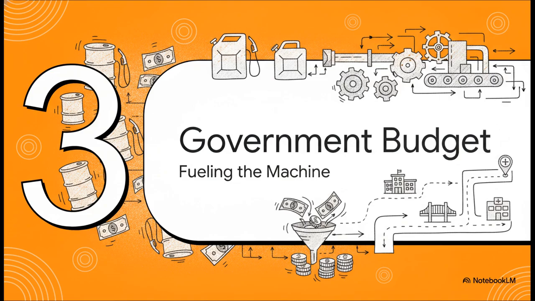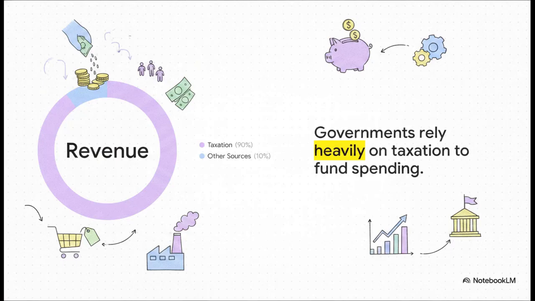Part 3. The government budget. Fueling the machine. So how exactly does the state plan out its fuel? A government budget is essentially a summary of expected revenue and planned expenditure for the upcoming financial year. And where does all that revenue come from? Well, governments rely incredibly heavily on taxation.